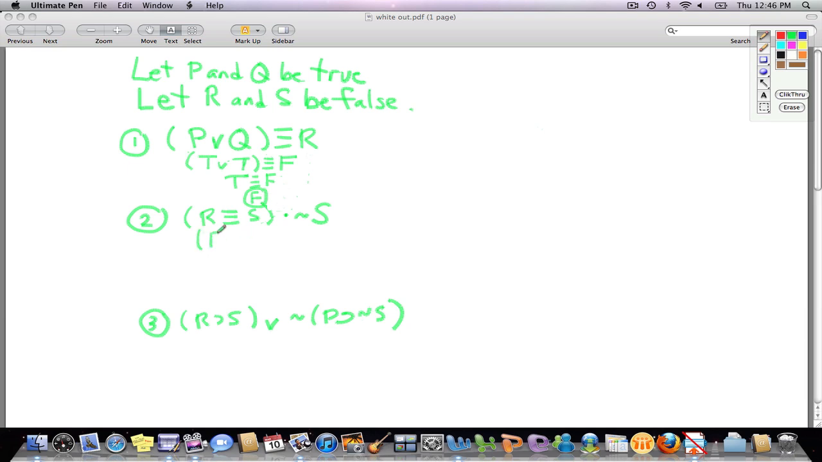We have false, if and only if, false. R and S are both given as false, and not false. Could go either way, but let's go in the parentheses first here. We could just negate the true, and that wouldn't affect anything. False, if and only if, false is by definition true. Both expressions are the same, if and only if.